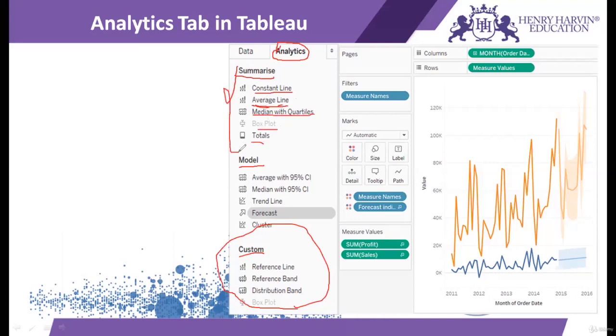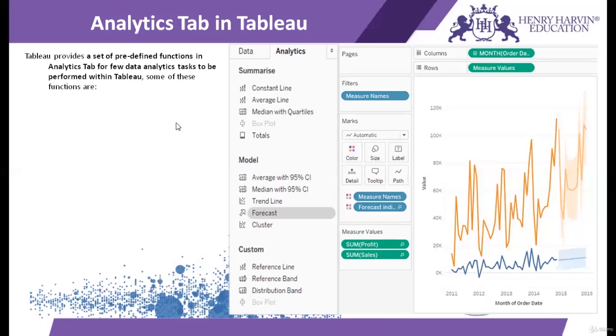And then we'll see the various kinds of models available in Tableau. So first of all, let's discuss the functions which are available in Summarize, and then we'll discuss each of these models. So without much ado, let's move to our Tableau workbook. But before that, let me give you a brief description of what these Summarize functions do. Tableau provides a set of predefined functions in Analytics tabs for performing a few data analytics related tasks within Tableau.